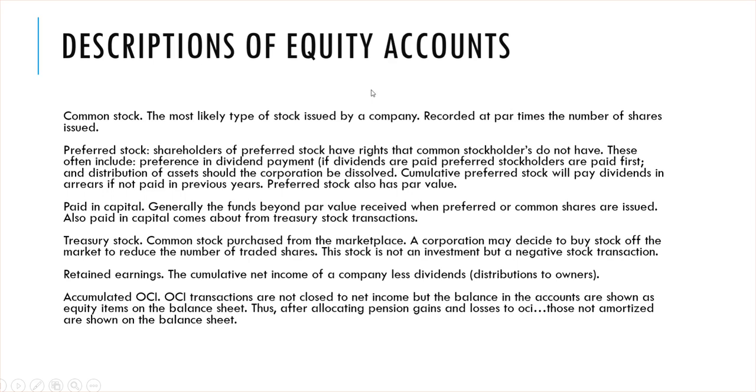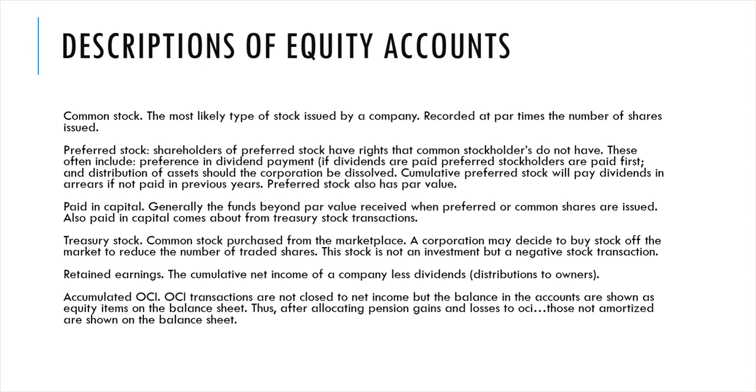So common stock is the most likely type of stock that's issued by a company. And when you see that dollar value out there, it is par times the number of shares issued. I'll have some more discussion of issued versus outstanding coming up. Generally, once you issue a stock, you issue a stock. It doesn't stop being issued. The only time it would stop being issued is if you were to retire stock, and companies generally do not retire stock. So very few journal entries on that.